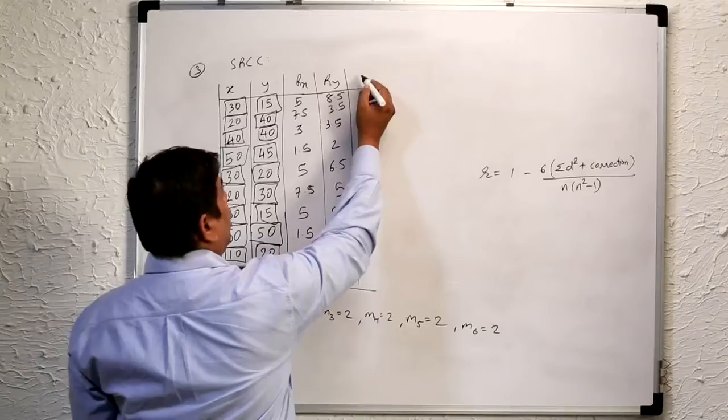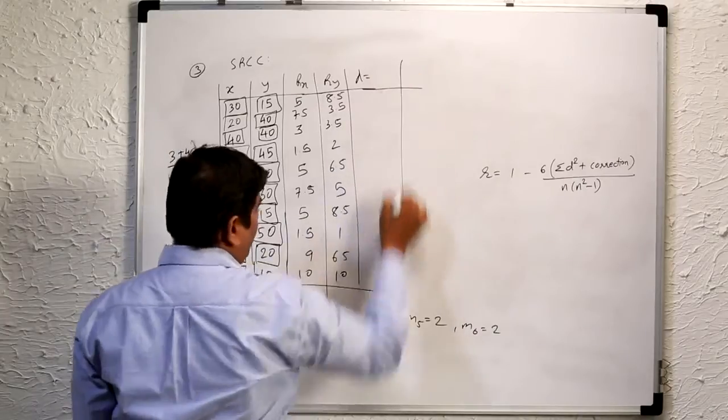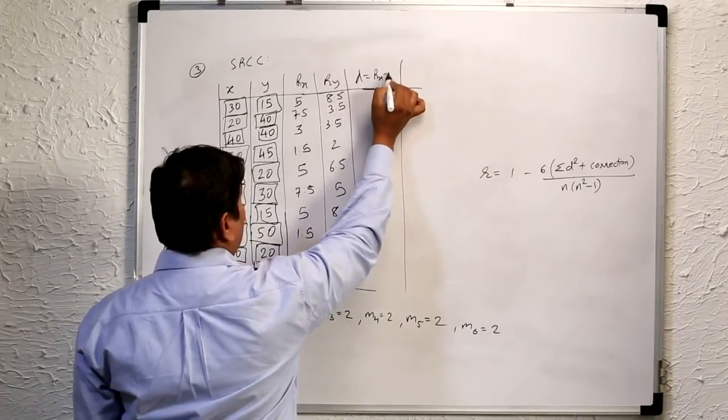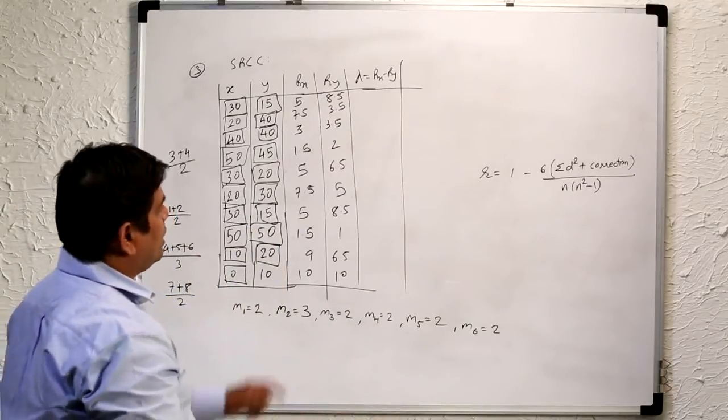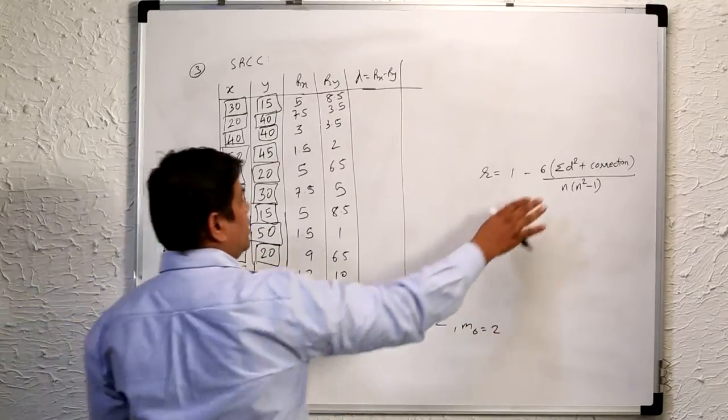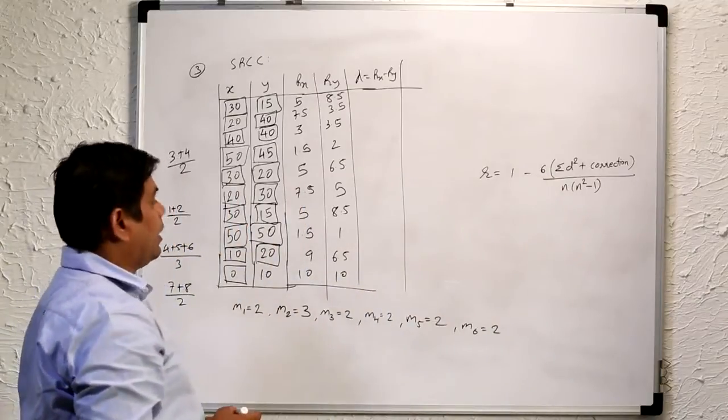Next is D, which is the difference between the ranks, Rx minus Ry, or one can take Ry minus Rx, because it doesn't matter, because we are going to take the summation of D square at the end. Okay, so let us see.